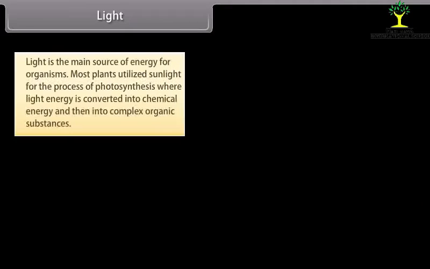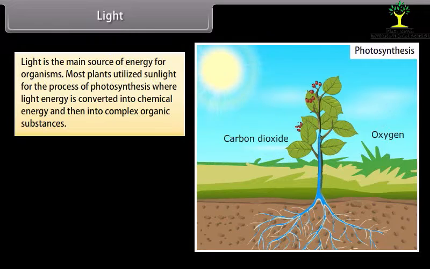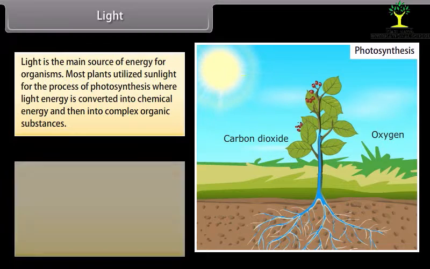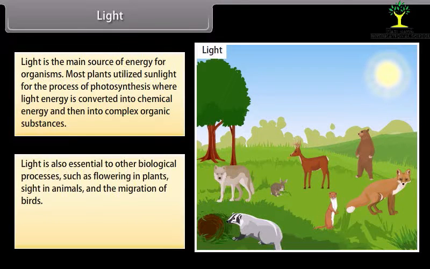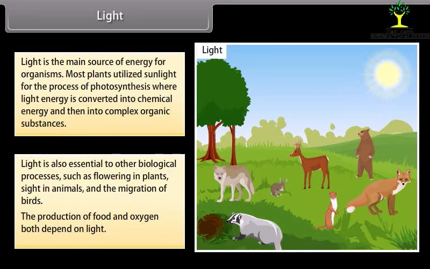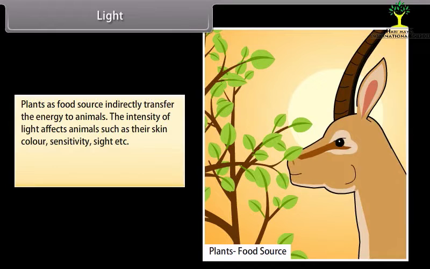Light. Light is the main source of energy for organisms. Most plants utilize sunlight for the process of photosynthesis, where light energy is converted into chemical energy and then into complex organic substances. Light is also essential to other biological processes such as flowering in plants, sight in animals, and the migration of birds. The production of food and oxygen both depend on light. Plants as food source indirectly transfer the energy to animals.